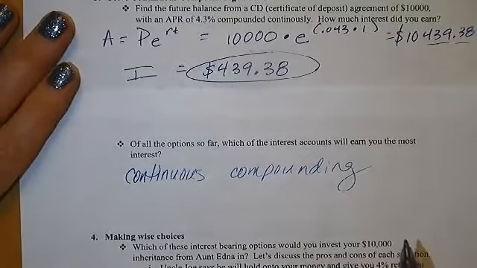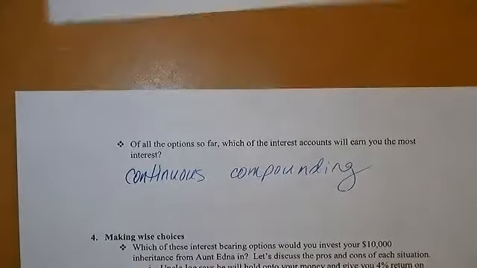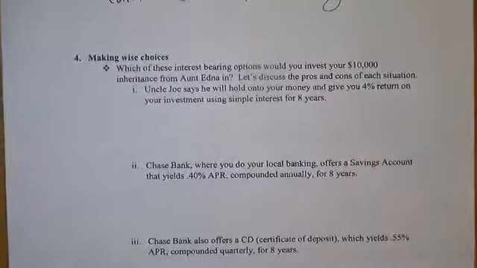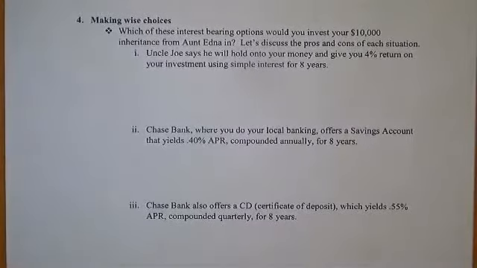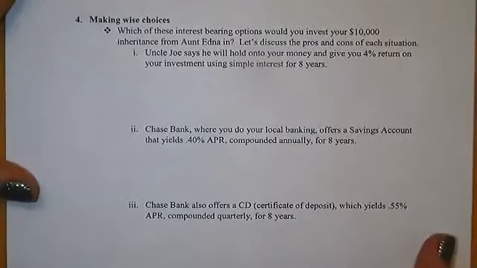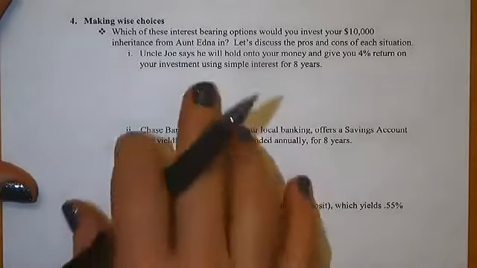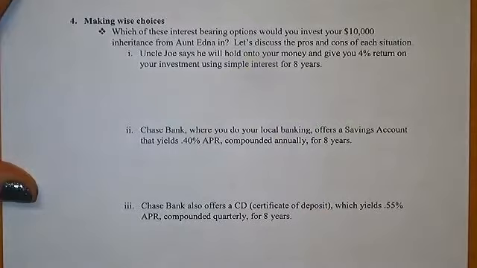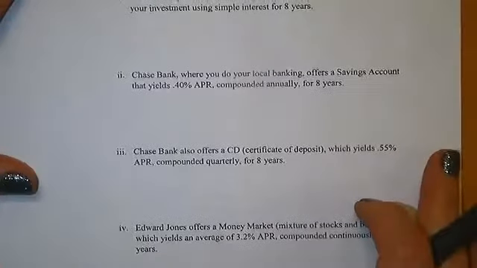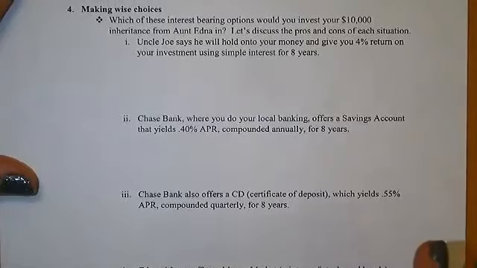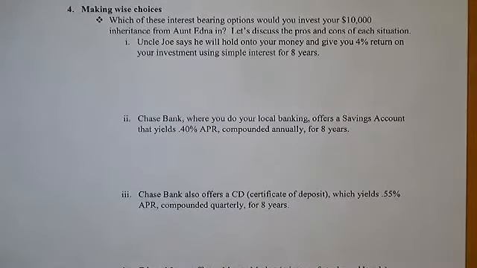Okay. So let's go over some other ideas, making wise choices. What if you had a couple of different accounts that you could decide where you wanted to put your money, and you need to decide which one was going to be the best option for you. For example, which of these interest-bearing options would you invest your $10,000 into from Aunt Edna? Aunt Edna gave you $10,000, and you need to decide which of these four options is going to give you the best option for saving money.